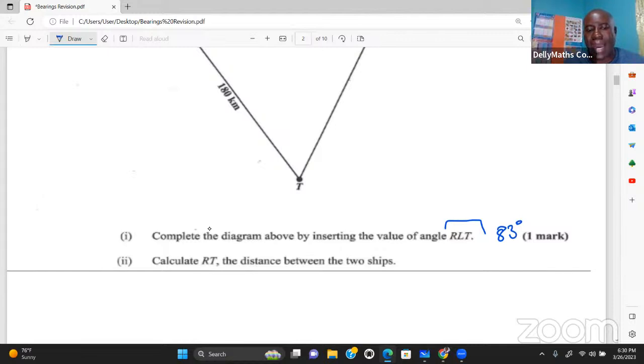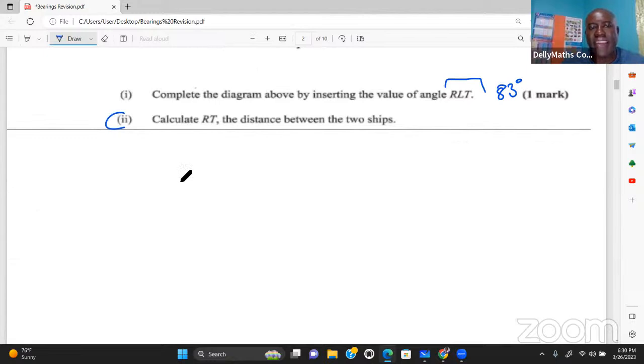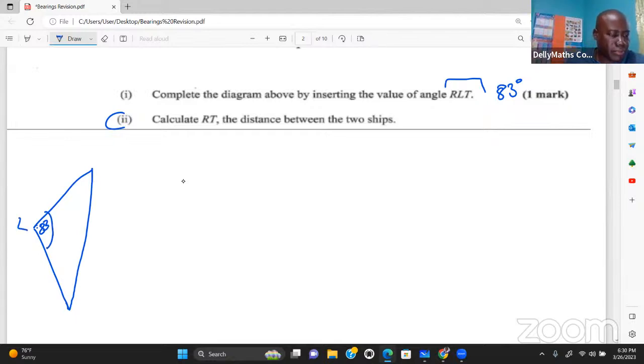Now, let us look at this other question. The next question says, calculate RT, the distance between the two ships. So as you could see, they want us to find the distance between the two ships. All right, so what I'm going to do quickly is just drop back a diagram here so that we could quickly see what's going on. So basically we have this and we have this, right? And we have a case like that. This is 83. This is L, this is T, and this is R.